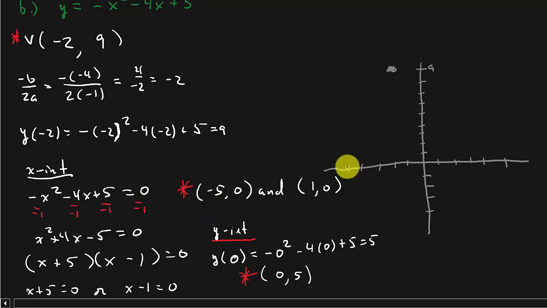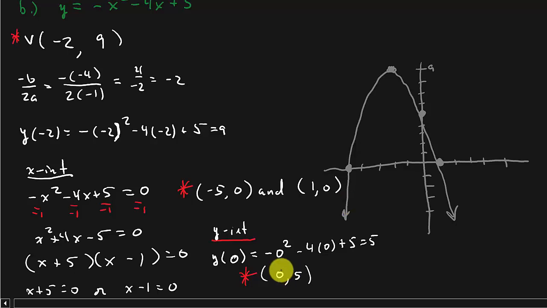I've got negative 5, 0. I've got 1, 0. And I've got 0, 5. 1, 2, 3, 4, 5. Okay, so there's your points. So let's go ahead and draw our graph. And there you go. All right.